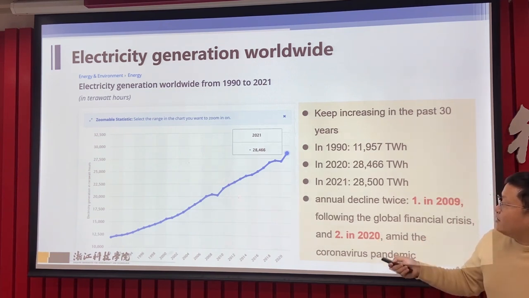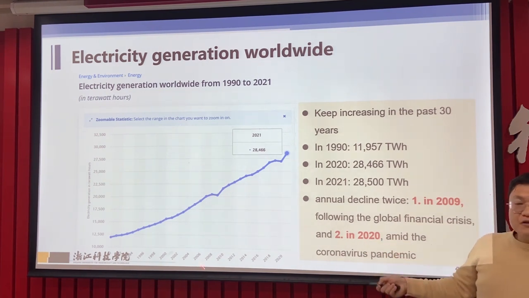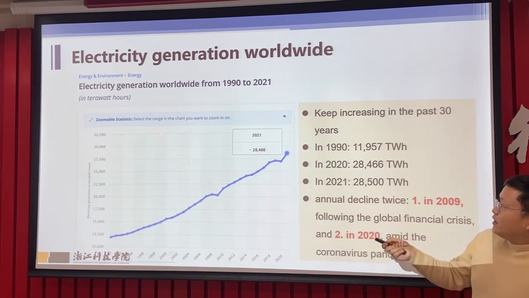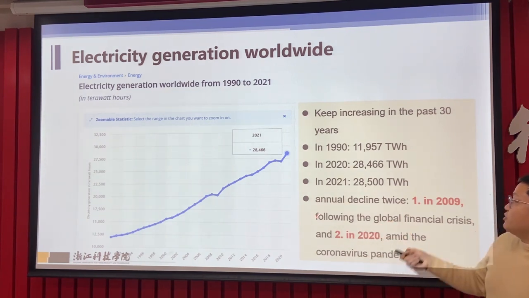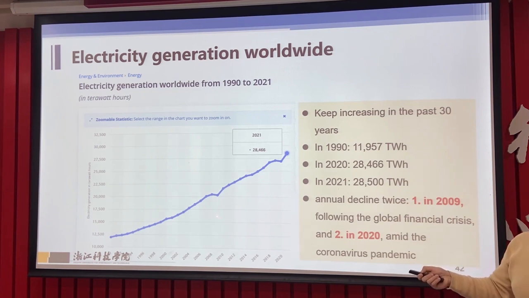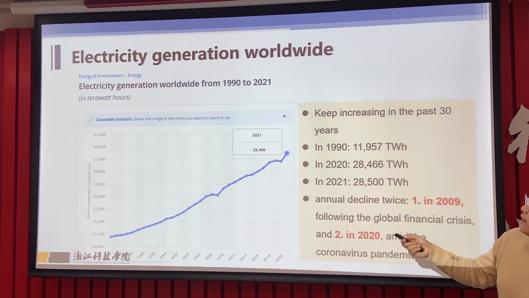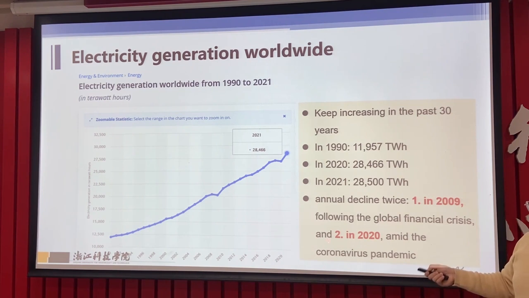But we can see two obvious declines here. The first one is in 2009. The annual electricity generation amount declined in 2009 here. The main reason is the global financial crisis in 2009. And also we have a decline here in 2020. It's mainly due to the coronavirus pandemic.